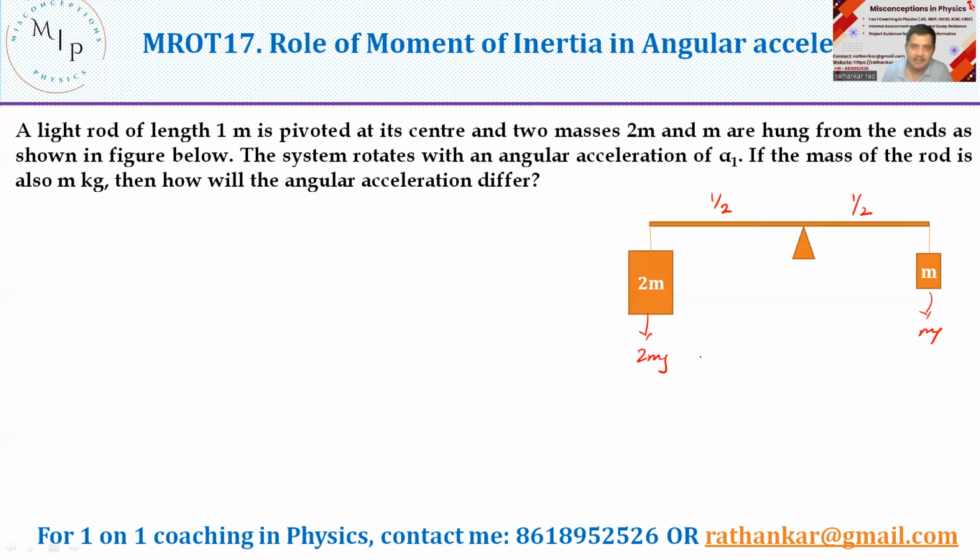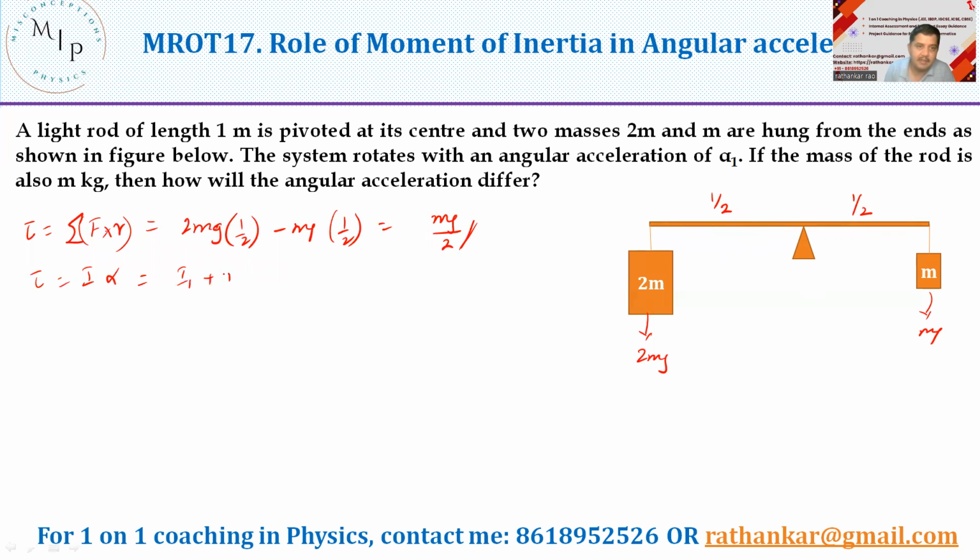mg is acting here. Now we know the summation of F cross r will be equal to the net torque tau, which should be equal to 2mg into half minus mg into half. No issues, this is correct. Which should be equal to mg divided by 2. Now this tau is also equal to I alpha. What is I? The total moment of inertia of the system, which should be equal to I1 plus I2 plus I3, into alpha.